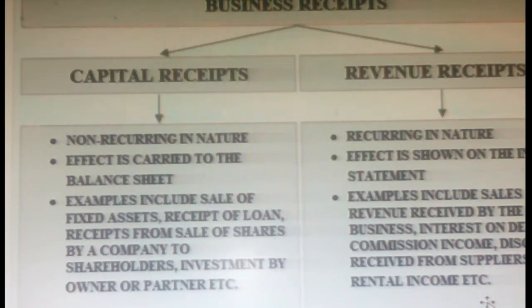Okay. That's what here, simple opposite. They have discussed the capital expenditure, revenue expenditure. You have discussed the capital receipt, revenue receipt. What is capital receipt? Again, non-recurring in nature, with a longer benefit year. Then revenue receipt: every year you can get the revenue receipt.